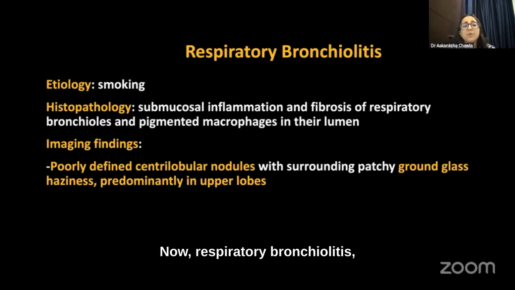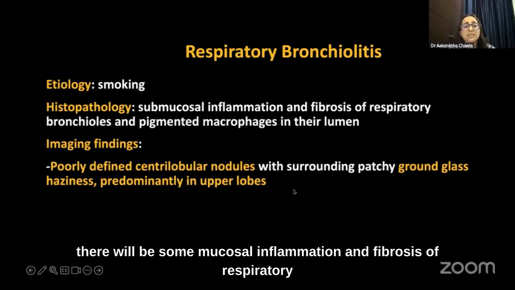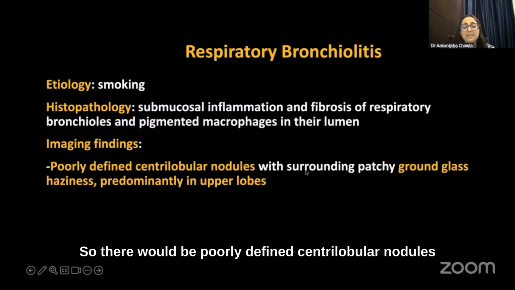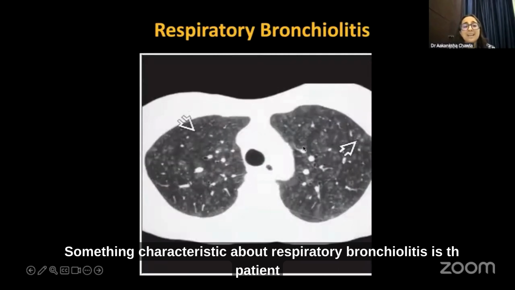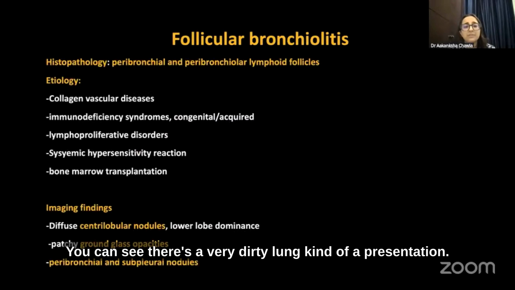Now, a respiratory bronchiolitis patient would often have a history of smoking. And histopathologically, there will be submucosal inflammation and fibrosis of respiratory bronchioles and pigmented macrophages in their lumen. So there would be poorly defined centrilobular nodules with patchy ground glass, as you can see here. Something characteristic about respiratory bronchiolitis: if the patient stops smoking, this disappears. So that is something very characteristic of respiratory bronchiolitis. You can see there's a very dirty lung kind of presentation.